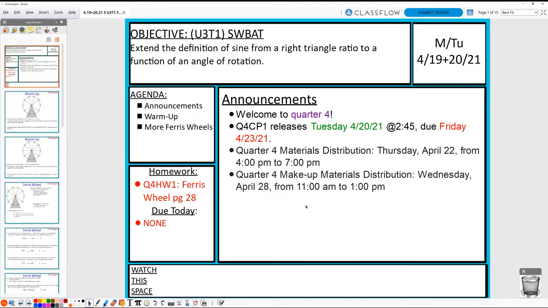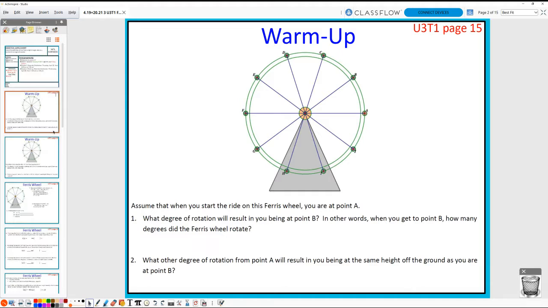All right, so let's talk about Ferris wheels. Last week in our last video, we talked about Ferris wheels, and we talked about finding the height from the center of the wheel. Either from the center of the wheel, we have to either add or subtract from the center so that we can draw a triangle and then add and subtract.